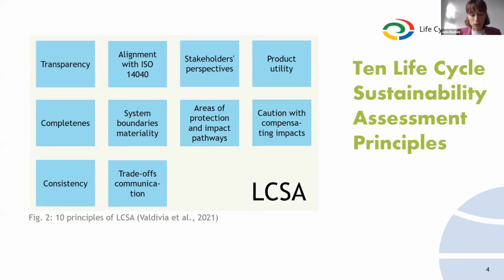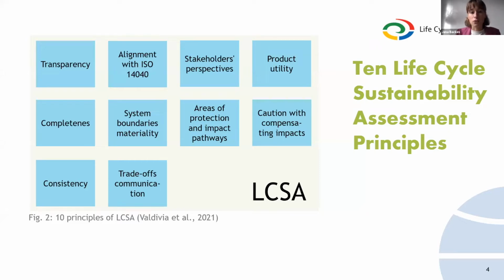Out of these gaps or challenges, we said it needs to become easier for applicants to do an LCSA. So we developed 10 principles for LCSA usage or application, which can be seen here in very short. What is important here is transparency, of course, completeness and consistency. So transparency: explain everything you did. Completeness: please use all 3 pillars. And consistency means, for example, using the same functional unit and the same system boundaries for all 3 pillars.